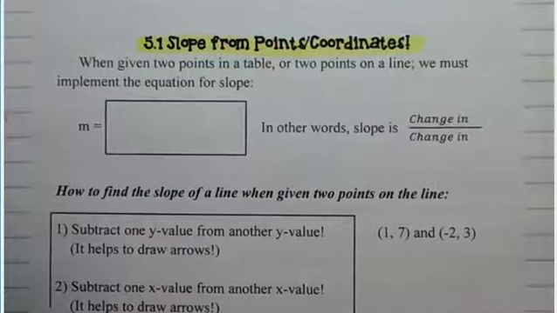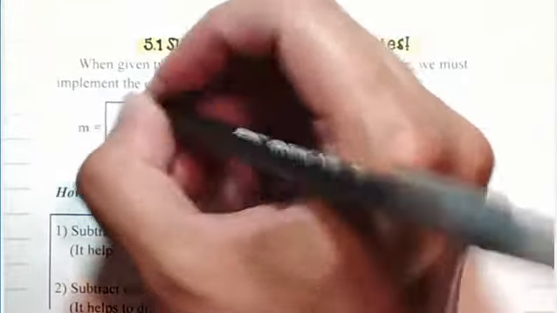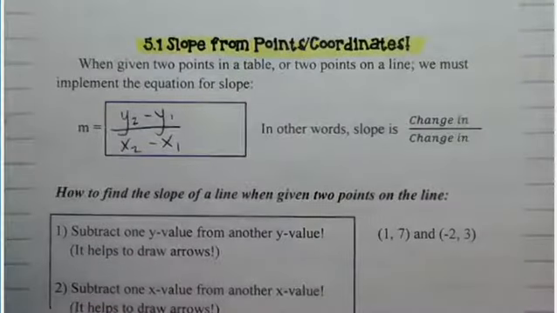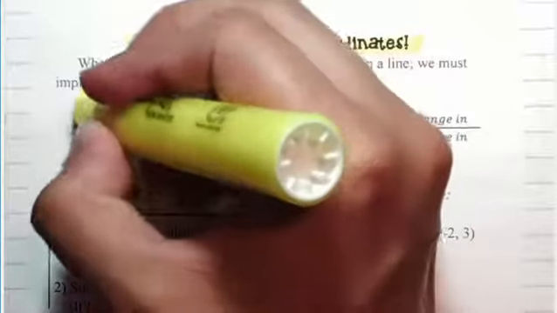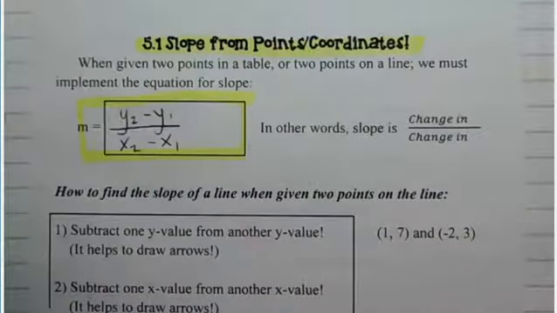Okay, so looking at our notes, it says when given 2 points or a table, we can use that formula. So let's go ahead and write that down. I have y2 minus y1 over x2 minus x1. And I want you to put a highlighter box around that. We use this formula to find the slope from 2 points.